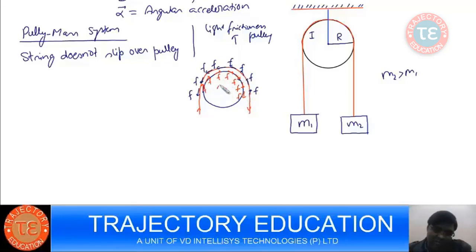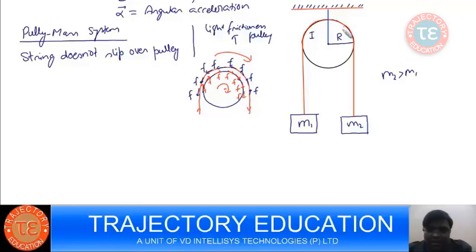This friction will make the pulley rotate. It's not like the string won't move in this direction. The string will move, but the pulley will also move. The string will move in this direction, but simultaneously the pulley will also move, and every point on the string which was in contact with the pulley, there won't be any relative motion.